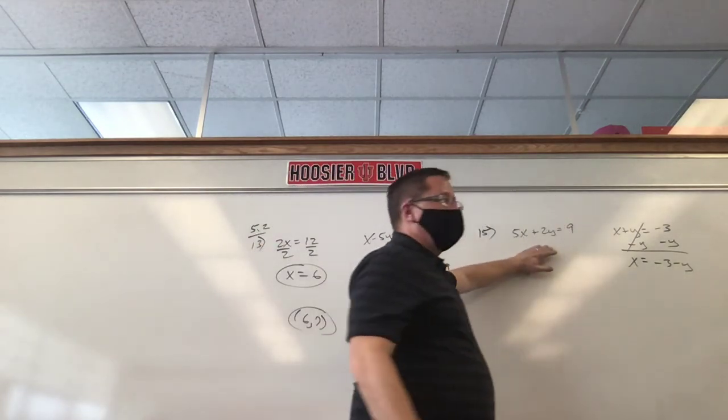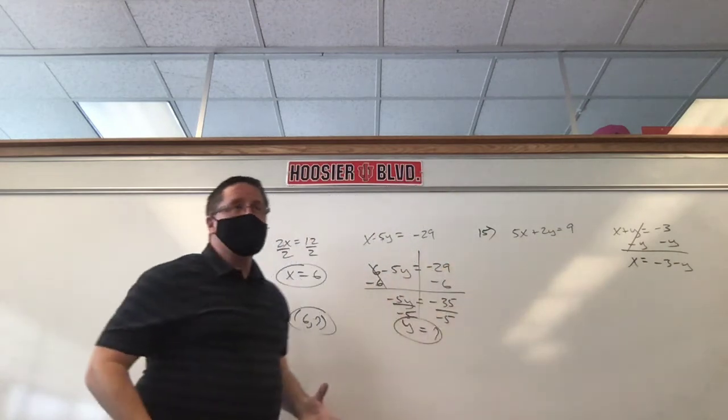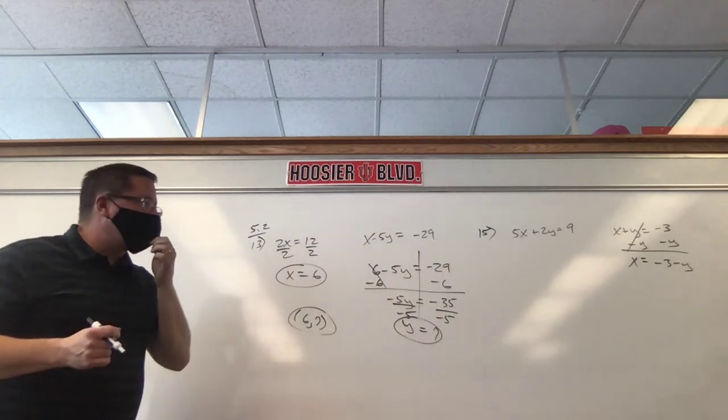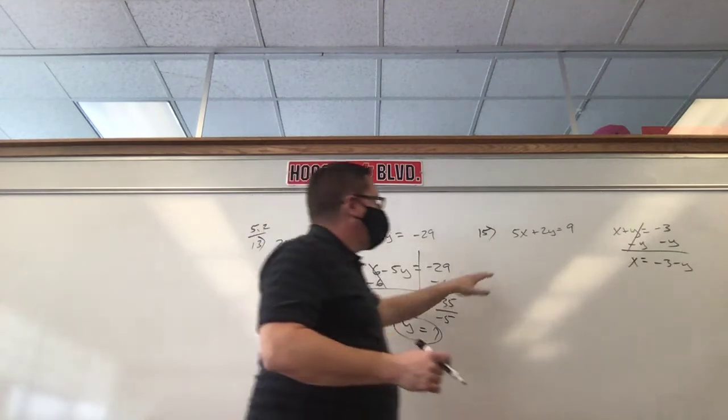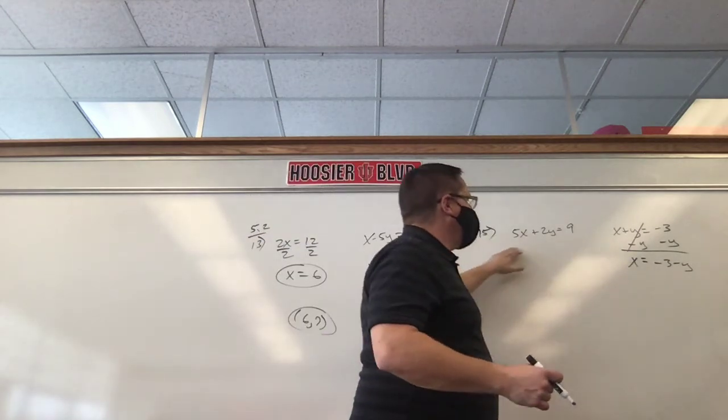So over here, this is what this whole section's about. Since we know that x is -3 minus y, I could rewrite this, but wherever I see an x, replace it with -3 minus y. So I see 5, oh, there's an x. What do I put there? Parentheses. Parentheses what? -3 minus y, parentheses, plus 2y equals 9.